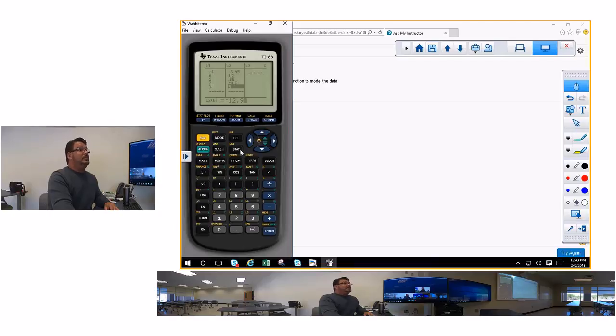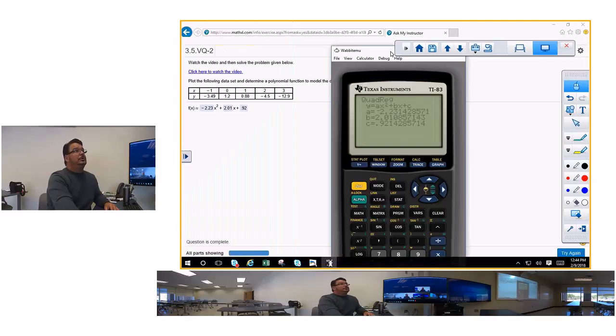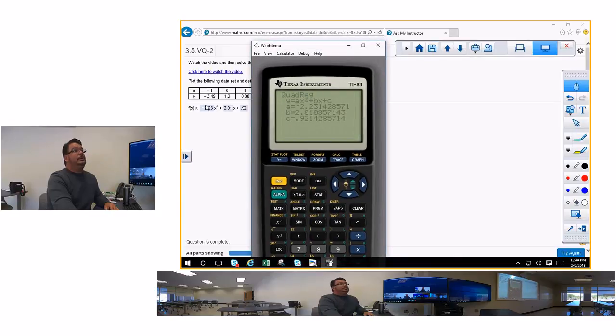And now hit Stat, go to Calculate, and go to Quadratic Regression, number 5. Type in second L1, comma, second L2, 1 and 2, and hit Enter. I know what's wrong. It's got that 23 in there for some reason. Delete, delete. Now hit Enter. There. And there is your A, B, and C, and you plug those in. If you look at the numbers here: negative 2.23, 2.01, 0.92. Just plug and chug.